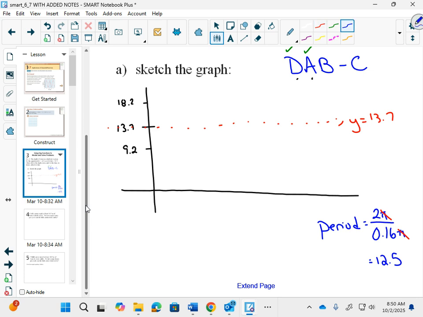So we get 12.5. So I'm going to mark somewhere along here 12.5 and divide it into 4 equal sections. Well, half of 12.5 is 6.25. Half of that would be 3.125. And 3 of those would be 9.375. We divide it into 4 equal sections with 1 period.